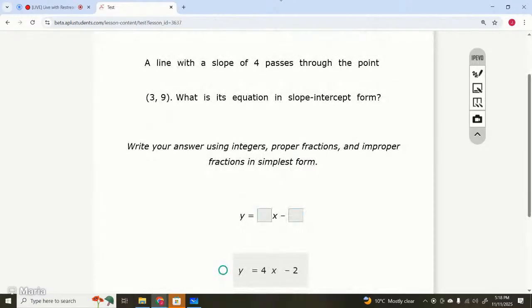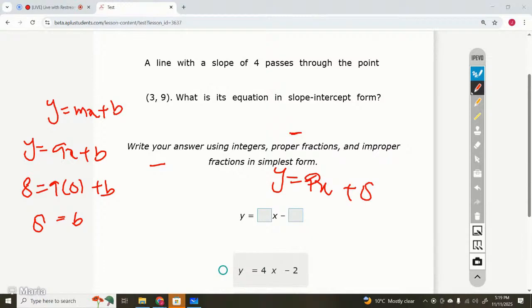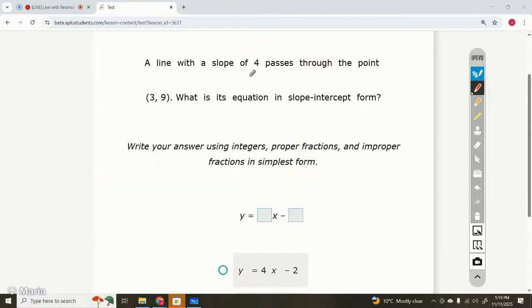A line with a slope of 4 passes through the point (3, 9). What is its equation in slope intercept form? Okay, so the slope is 4 and the point is (3, 9). So the slope is 4, that would be y equals 4x plus b. Now use the point (3, 9) and calculate b.